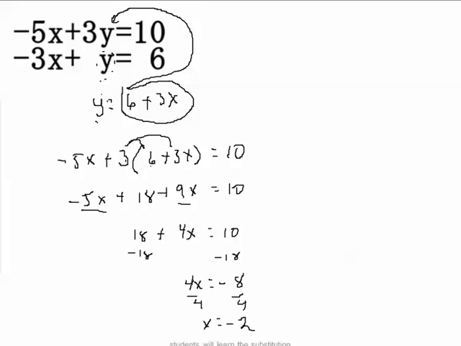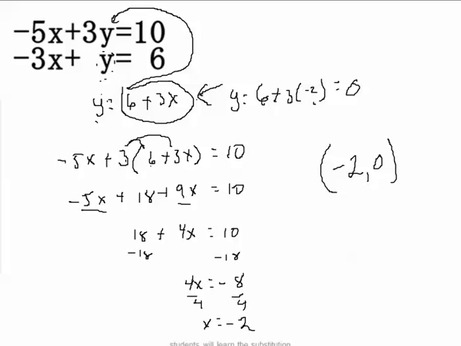Ta-da! Now I'm going to come right back up here to this equation right here. And I'm going to say y is equal to 6 plus 3 times negative 2. Well, 3 times negative 2 is negative 6. 6 minus 6 is 0. That's equal to 0. My point is going to be located at (negative 2, 0). That's the point where both of these two will be equal to each other.